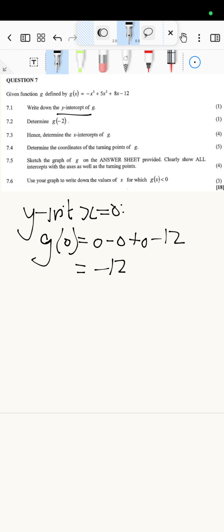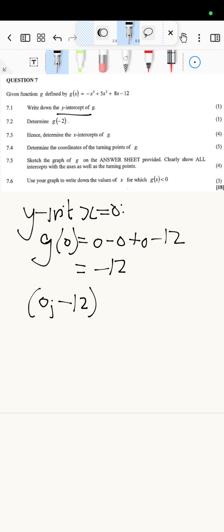Okay, so that's fine. You can say g of x equals negative 12. That will get you the mark. I like coordinates, so I'm going to say that my x is 0 and my y is minus 12. Okay, if you don't put it in coordinate form, that's still fine. You'll still get all of the marks.